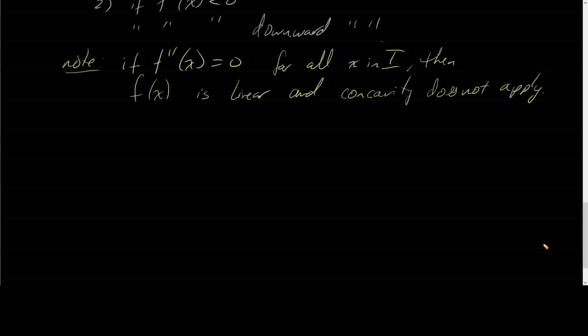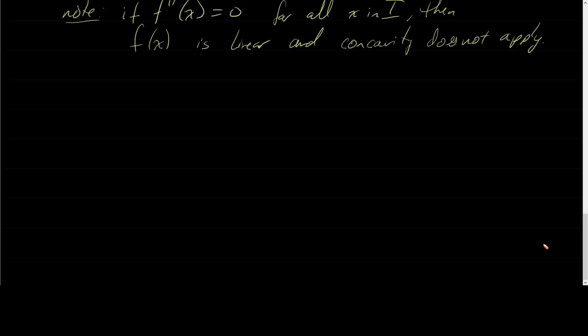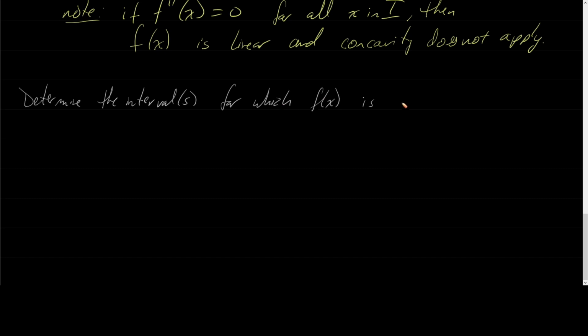All right, so let's do some examples. Let's figure out where some function might be concave upwards or downwards. Determine the interval or intervals for which f of x is concave upwards or downwards. So let's see. Here I'm going to have f of x is equal to negative x cubed plus 6x squared minus 9x minus 1. And we want to figure out where it's concave upwards and downwards.